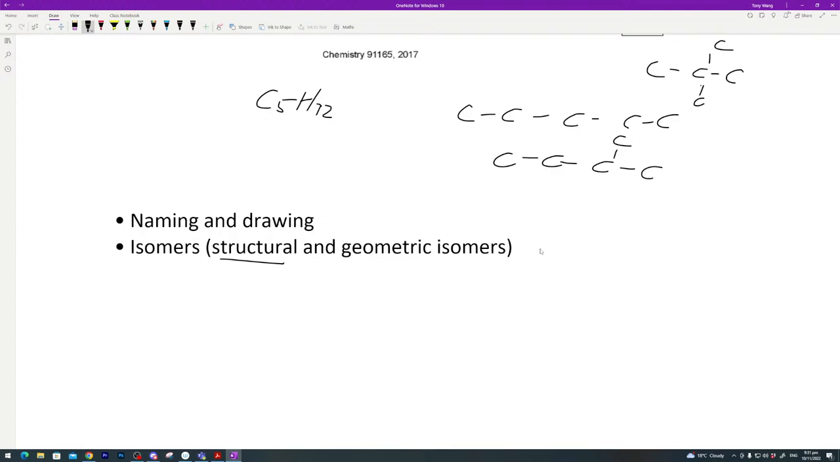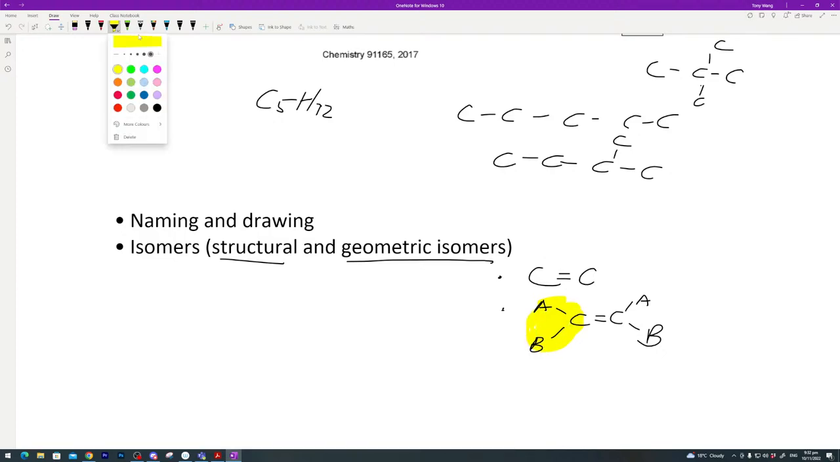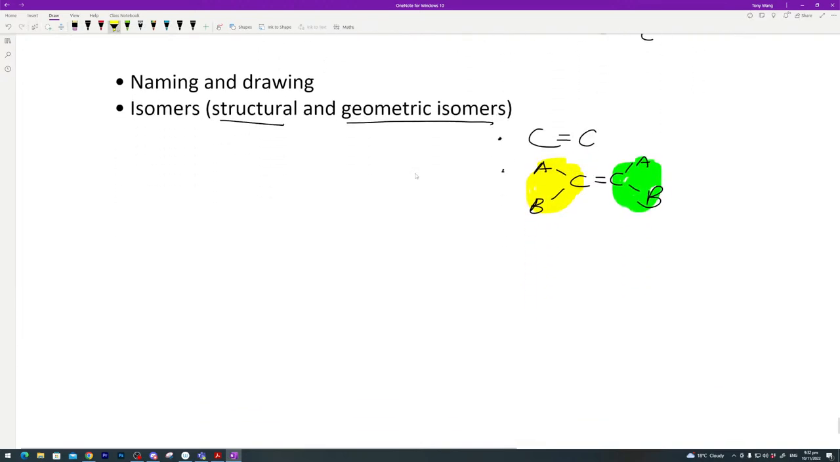That's important in year 12, but even more important in level 3. Geometric isomers are an excellent question. You need to have a C=C double bond that prevents rotation around the double bond, and then the two groups. Let's say I put A and B here, it doesn't matter what they are. If you look at this side, the two groups bonding to the carbon are different, and the same on the other side. If they're on the same side, it's cis. If they're on opposite sides, it's trans. This is quite important.